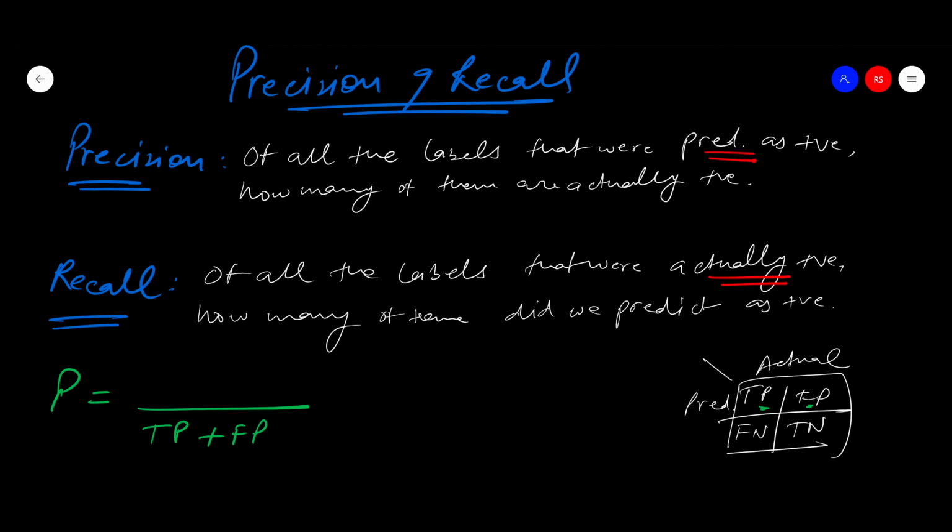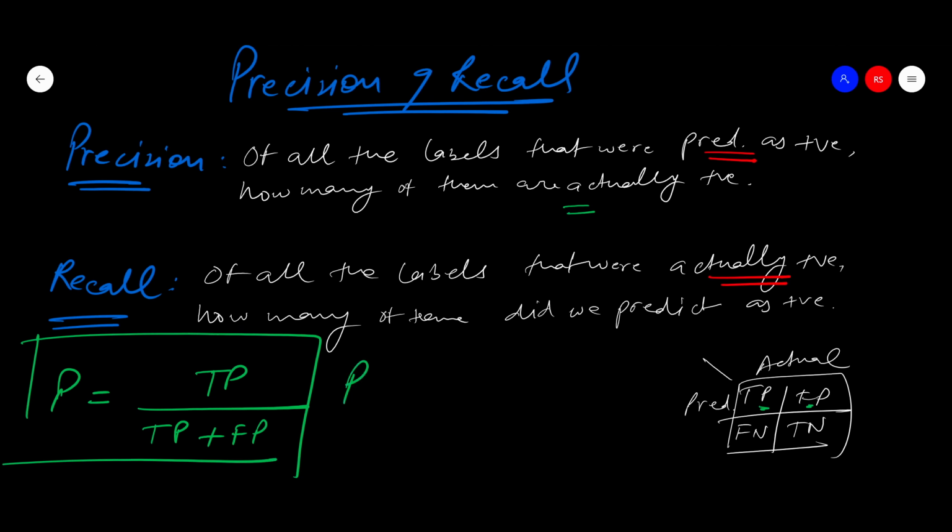Positive labels predicted correctly and positive labels predicted falsely or incorrectly, right? And now in the numerator we are looking at how many of them are actually positive. So we mean the ones that are predicted correctly as positive ones. So in the numerator goes TP. This is the formula for precision that we have up here: TP divided by TP plus FP.